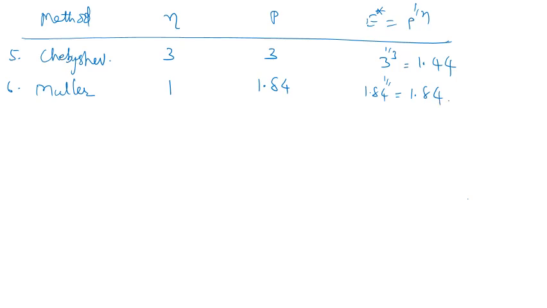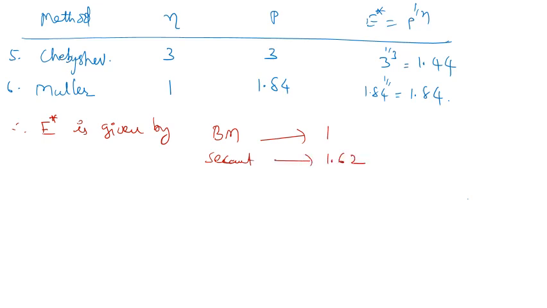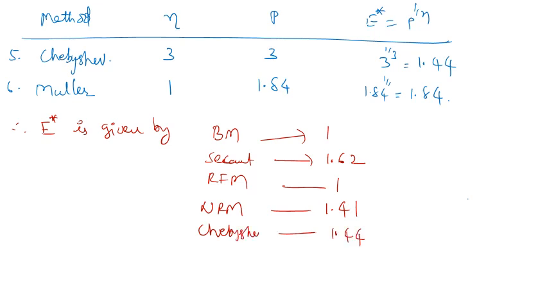So clearly I am writing once again here. Therefore efficiency index E star is given by: for bisection method it is 1. For secant method it is 1.62. For regula falsi method it is 1. For Newton-Raphson method it is 1.41. Next one, Chebyshev method it is 1.44, and Muller method it is 1.84.